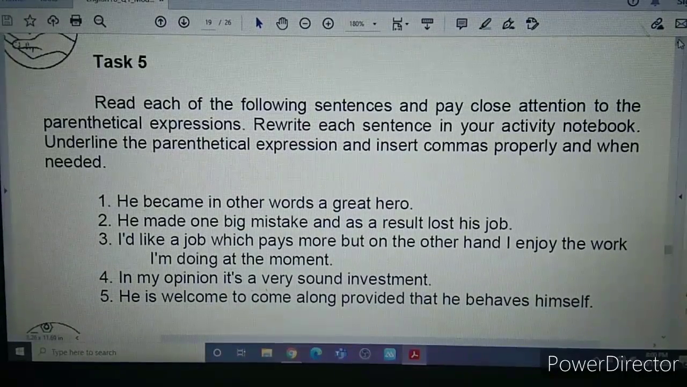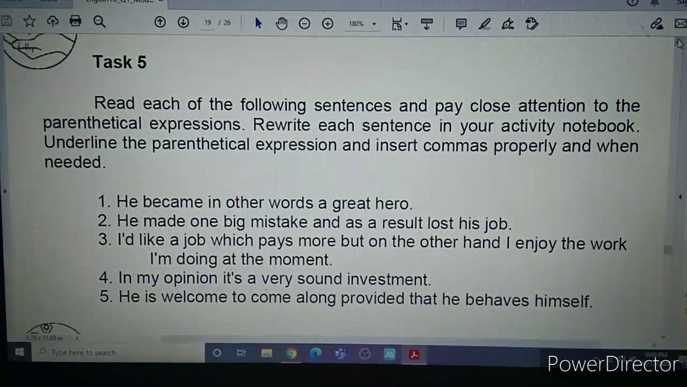So that's it for number 2. Now let's continue. Number 3. I'd like a job which pays more, but on the other hand, I enjoy the work I'm doing at the moment. So what do you think is the parenthetical expression for number 3?